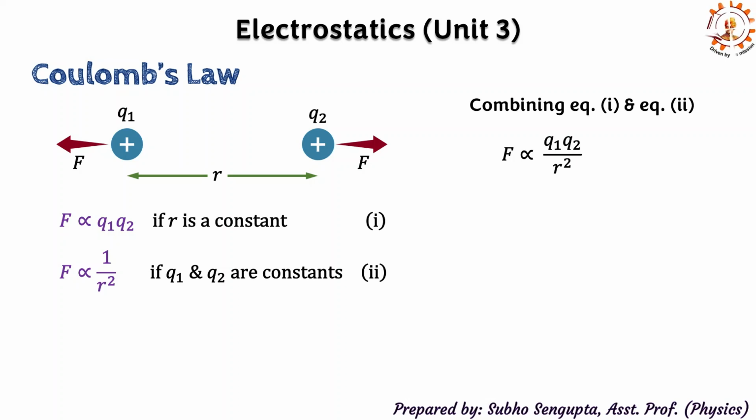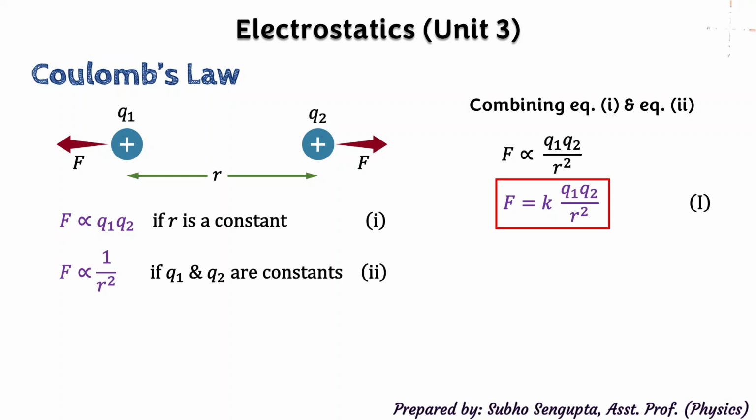To replace the proportionality sign with an equal sign, I need to introduce a proportionality constant. So, I write F is equal to lowercase k times Q1 Q2 upon r squared. Let us make this our base equation, which can be treated as the mathematical form of Coulomb's law. Here, lowercase k is a positive constant of proportionality, known as the Coulomb constant. It is also called the electrostatic force constant.